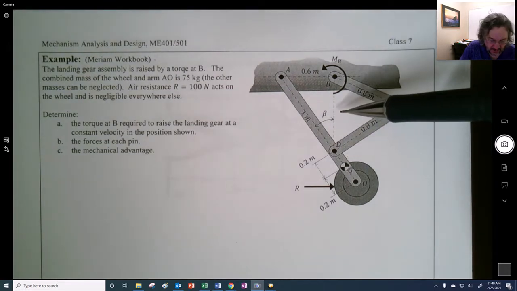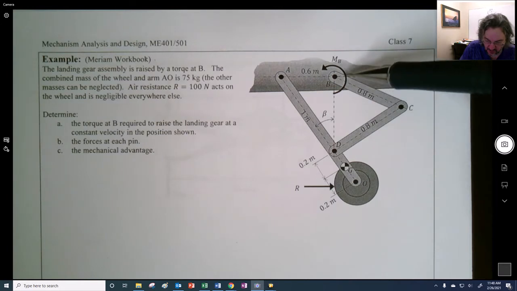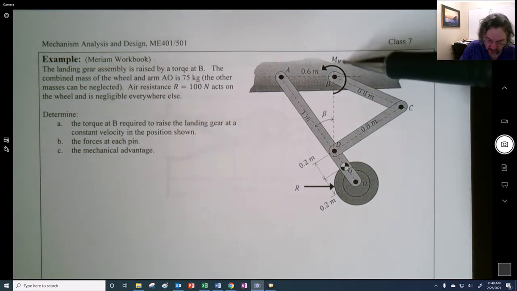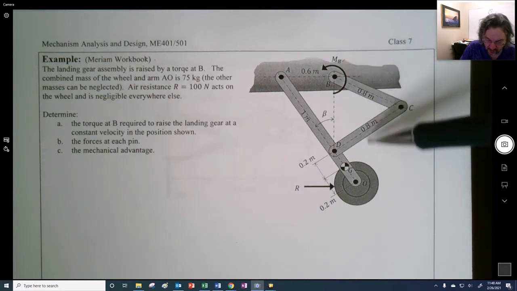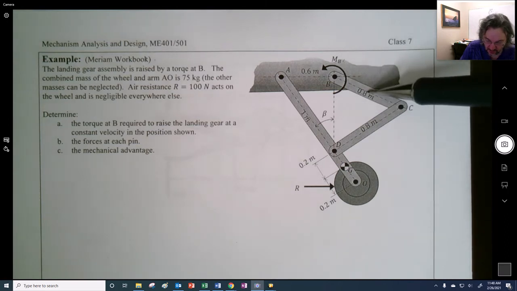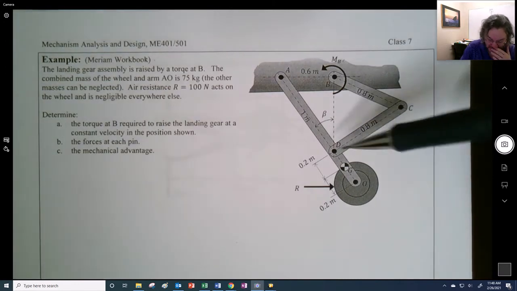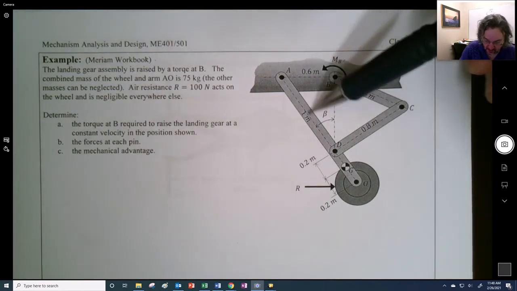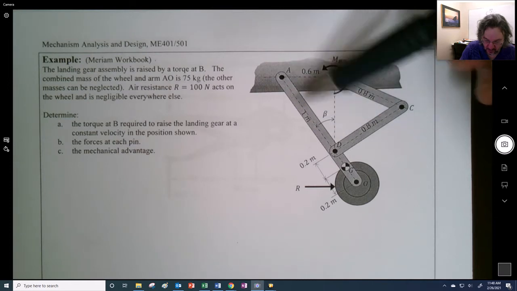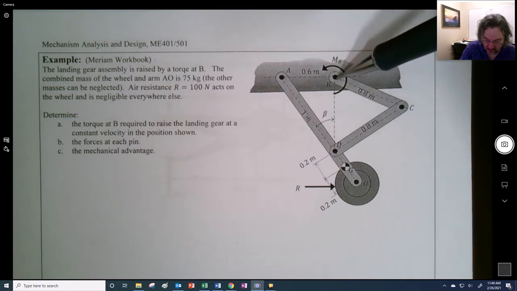So this is like an aircraft landing gear, and it's being raised by this four-bar where there's a torque being applied right here, and going through this 0.8 meter link right here. So this is like the crank. Here's a 0.8 meter coupler, and then we have the rocker, which would be this 1 meter length link right here, and then the ground is like 0.6.